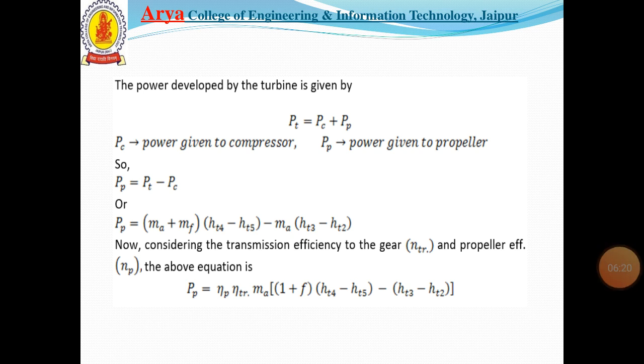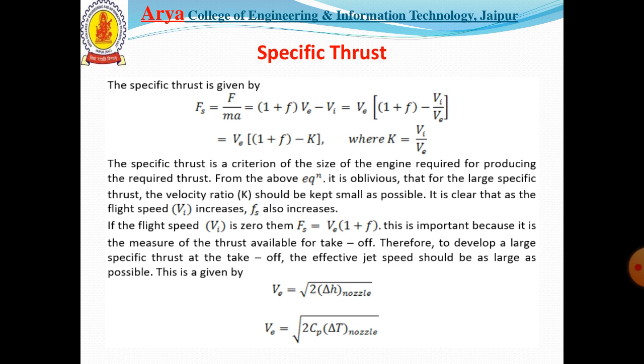Now, considering the transmission efficiency to the gear, η_tr, and the propeller efficiency, η_p, the above equation is given as P_p = η_p · η_tr · m_a · [(1 + f)(h_t4 − h_t5) − (h_t3 − h_t2)]. Now, before starting the specific thrust, we have to just introduce the performance of the turboprop engine.